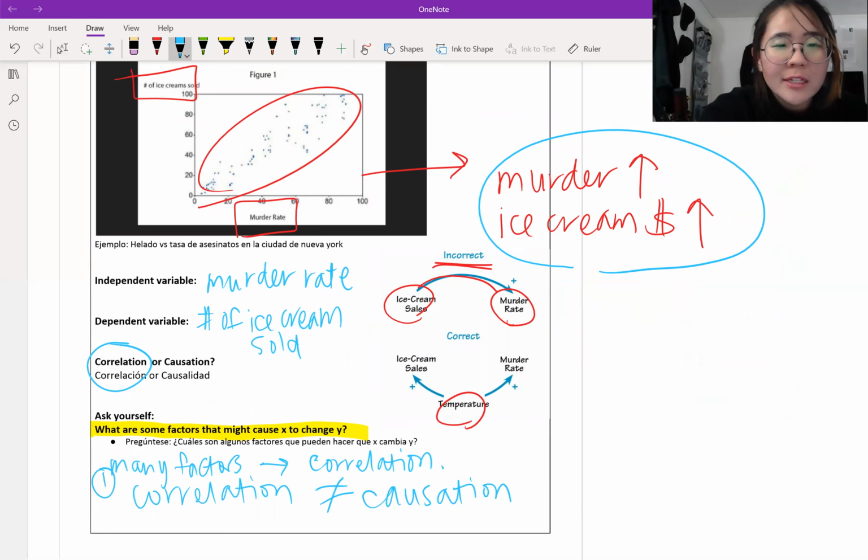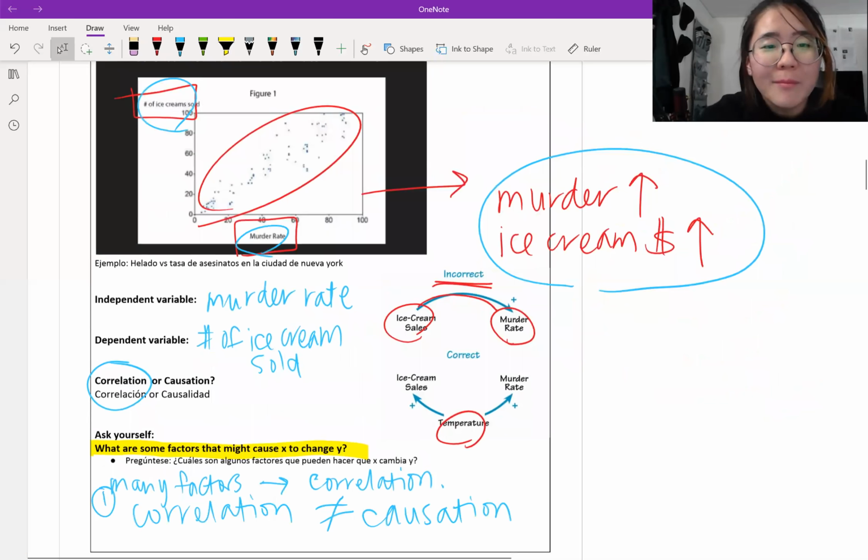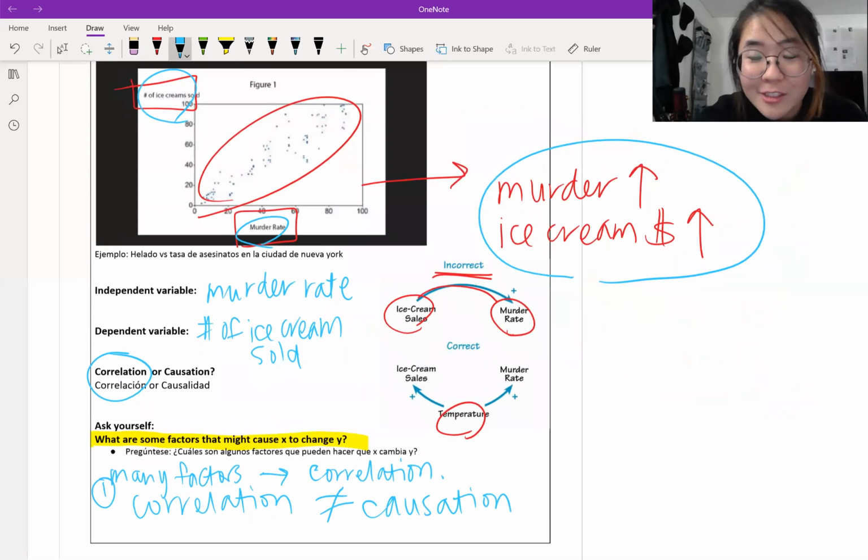Once again, just because there's a relationship between a murder rate and ice cream being sold, it does not mean that murder rate actually causes ice cream to be sold more.